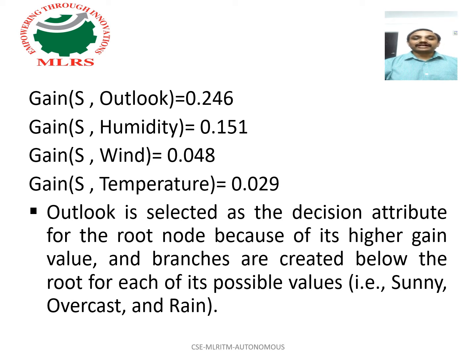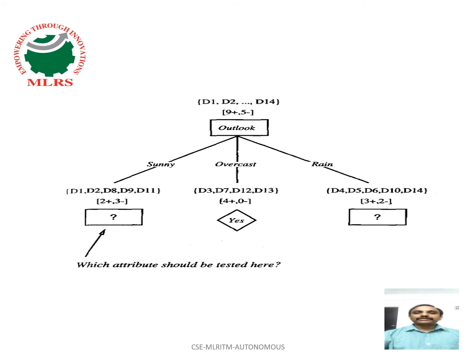After taking outlook as the root node, we have to find out the descendants of that particular outlook node. To take those descendants, first we have to take the values of the outlook attribute. So here outlook has 3 values: sunny, overcast, and rainy.